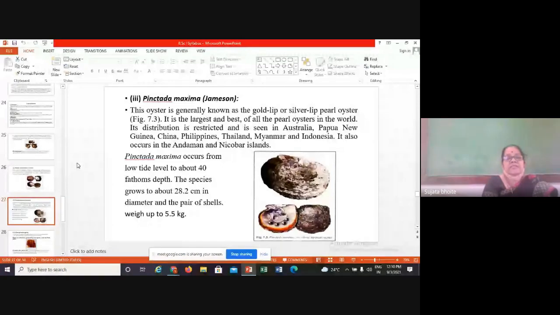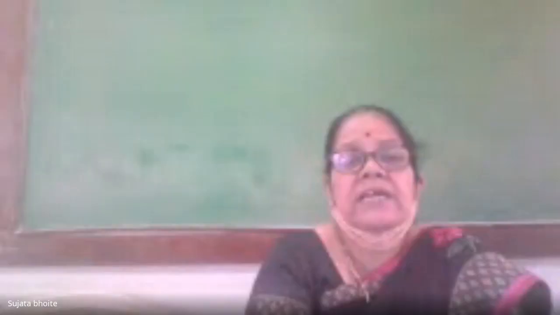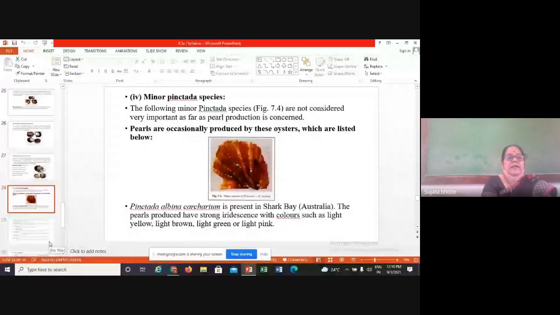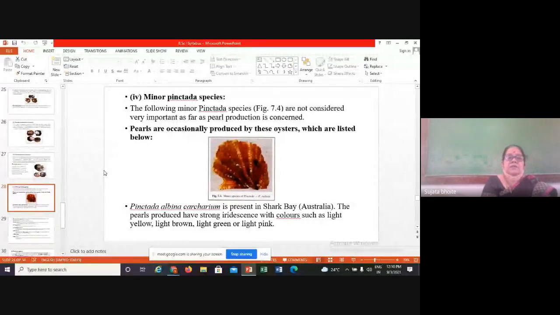This type of species grows about 28 to 2 centimeters in diameter and weighs up to 5.5 kg. The species shown in the diagram is generally Pinctada maxima. The next is the minor Pinctada species. Minor Pinctada species are generally considered very important for pearl production, and these are the minor species of the oyster, listed below: Pinctada albina, Carcharium.